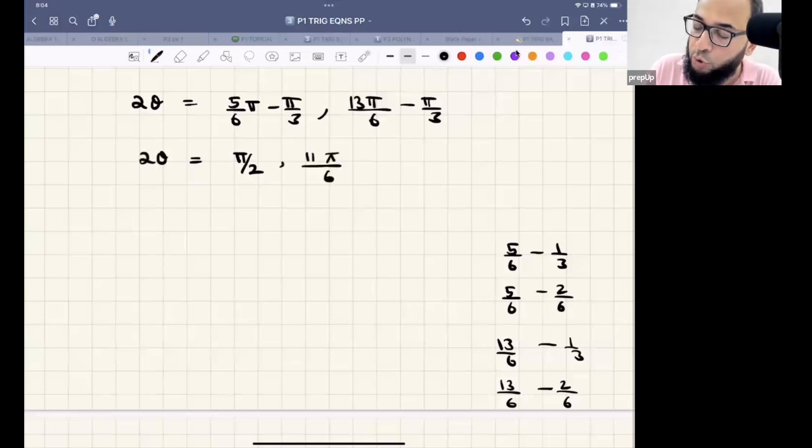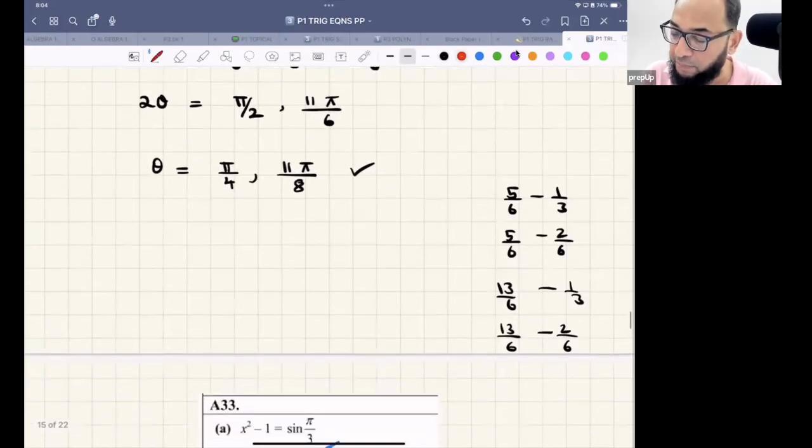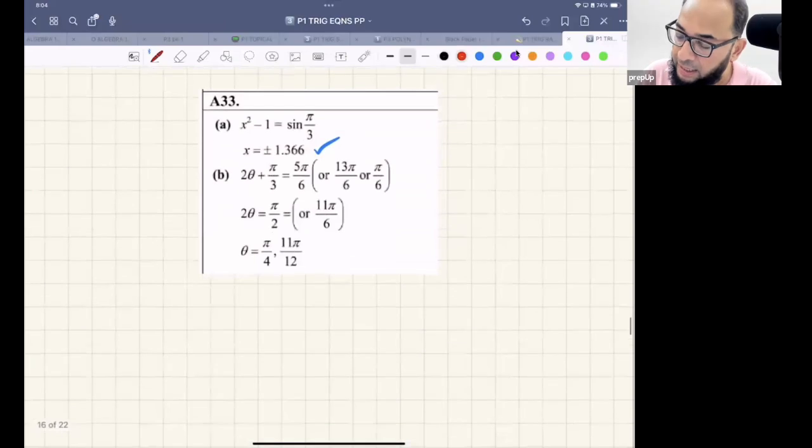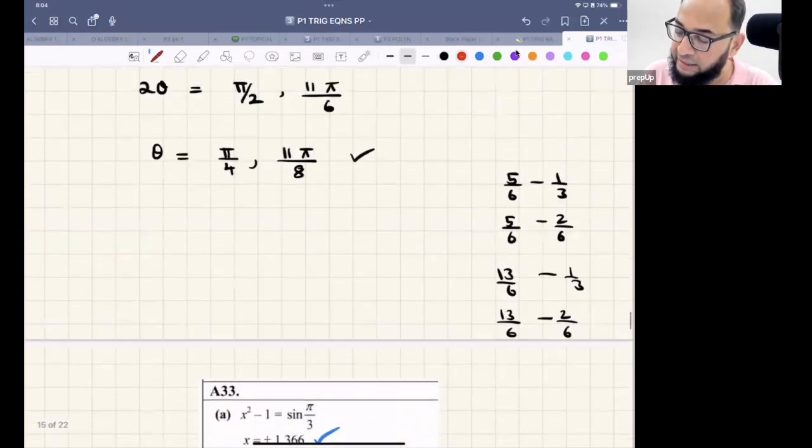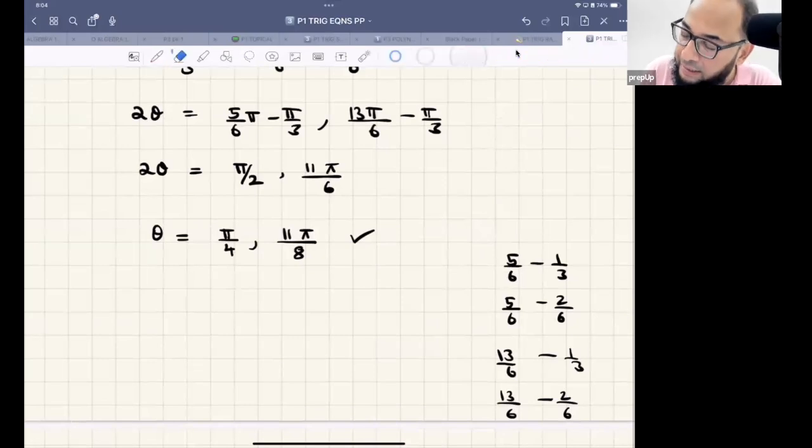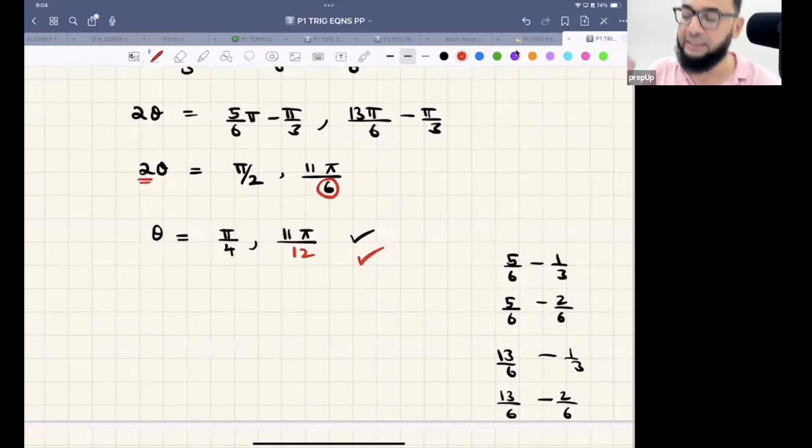This is equal to 2 theta. Therefore, make theta the subject. That is pi over 4 and 11 pi by 12. That is the answer. Let me double check. I hope this is all good. Pi by 4 and 11 pi by 12. Why is it 11 pi by 12? My bad. 6 into 2 is not 8, that is 12. This 2 comes down and that is the answer.